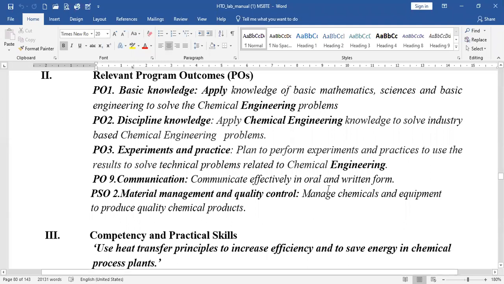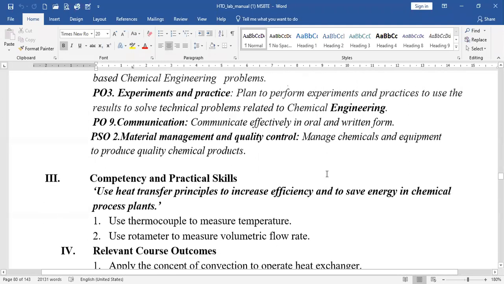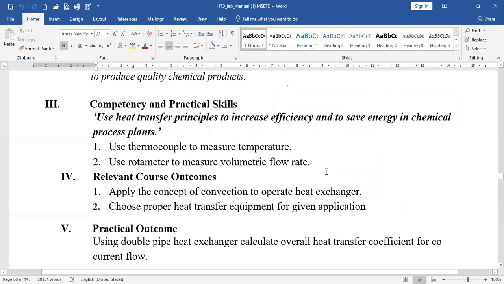The competency and practical skill for this practical is to use heat transfer principle to increase the efficiency and to save energy in chemical process plant. So the main purpose is to use the thermocouple to measure the temperature, because in all the practicals of heat transfer operation, the driving force is temperature difference, that is delta T.